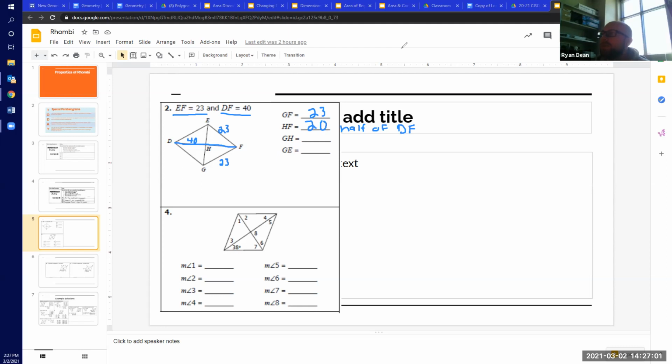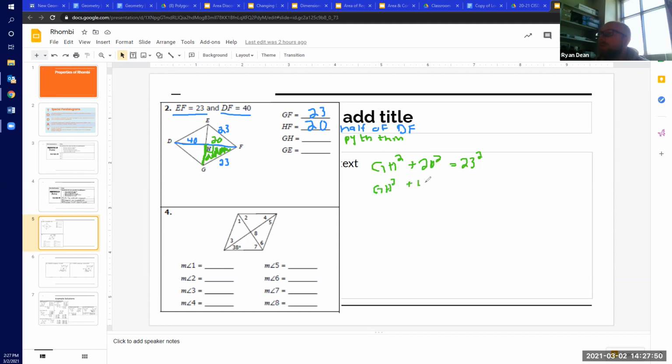Next up, they want us to find GH. So GH here in green. Now GH, remember what we said about the diagonals being perpendicular. So inside here we have a 90-degree angle. What that means is, if we take a look at this triangle right here in green, we are going to be using the Pythagorean theorem to solve for GH. So GH is a leg. So we have GH squared plus 20 squared, and that's equal to 23 squared.